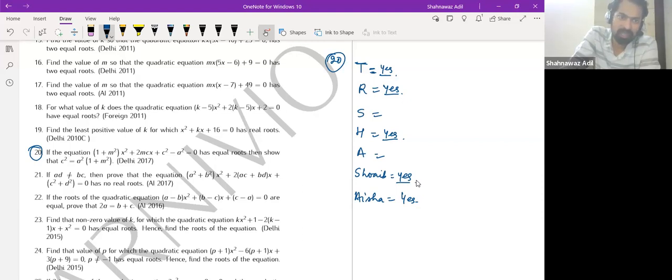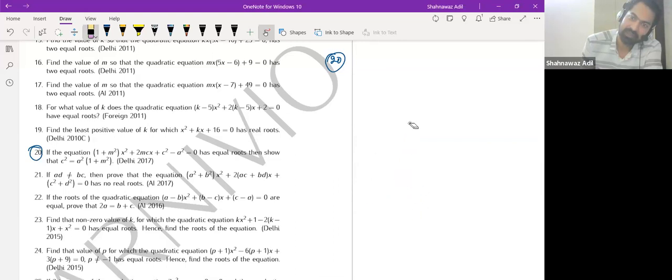And if you don't get the answer here, so yes, Shyama, what's the answer? Yes, sir. Good. Amar, okay, good, good. So everyone got the answer. Okay, so no need for me to solve this question.